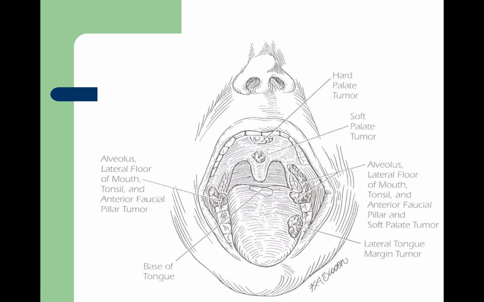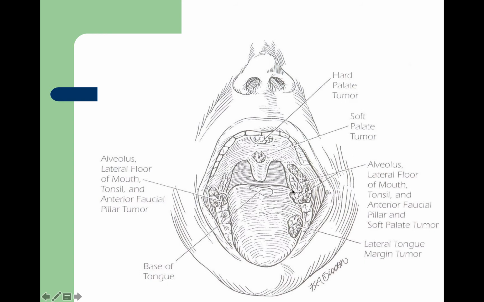This picture here shows you the most common locations for tumors in the oral cavity. So this is where tumors in the oral cavity most frequently occur. You can see on the hard palate here. You can see on the soft palate. Here is like the alveolar region and lateral floor of the mouth.